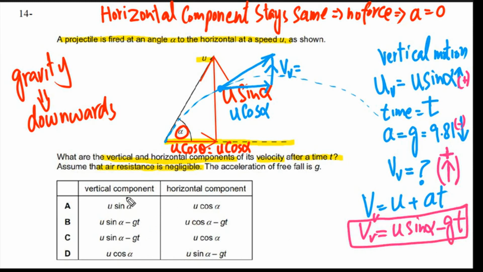So if you look at these options, this is not a possible answer. This is also not a possible answer. This is correct, and this is also correct, giving the vertical component and horizontal component, but this one is wrong and this one is also wrong. So our answer for this question is C. This is how we can answer. This is a basic concept about projectile motion, so we have to be quite clear about this.